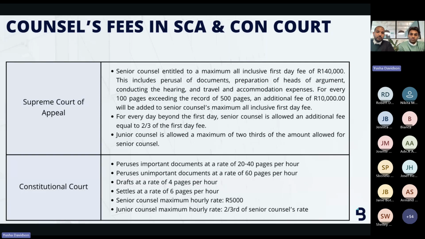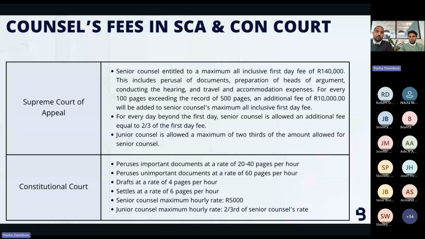What then happens with junior counsel is that junior counsel is then allowed a maximum of 2/3 of the maximum allowed amount for senior counsel. So what happens is that this bracket operates as a maximum of what you actually incurred. So if your senior counsel charged you less than 140K, the maximum that you'd be able to recuperate would be that maximum which he actually charged you, up to that amount.